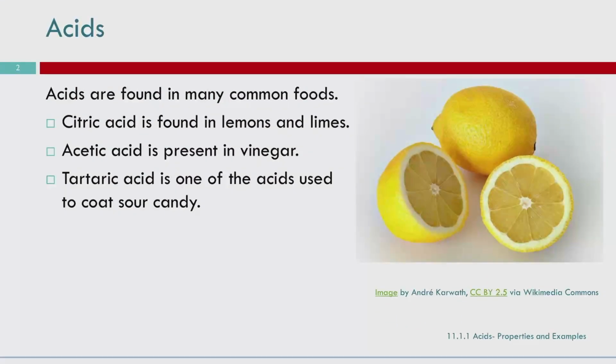Acids are found in lots of common foods. For example, citric acid you might find in lemons and limes, citrus fruit. Acetic acid is the active ingredient in vinegar. Tartaric acid is commonly used to coat sour candies. Think of the first they're sour, then they're sweet sort of candies.